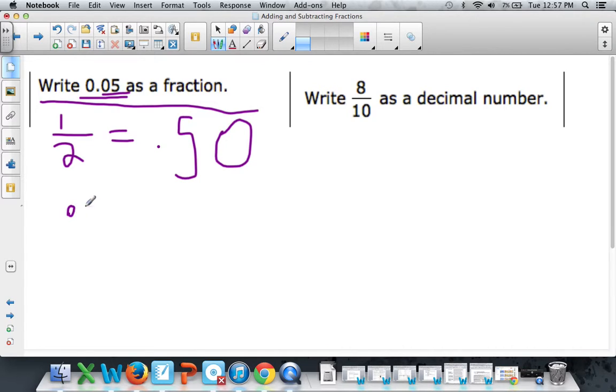0 and 5 over 100. And then you just got to realize that you don't really need that 0 there. You have 5 over 100, and that can actually reduce. If you divide by 5 on top, 5 divided by 5 is 1. 100 divided by 5 is 20.